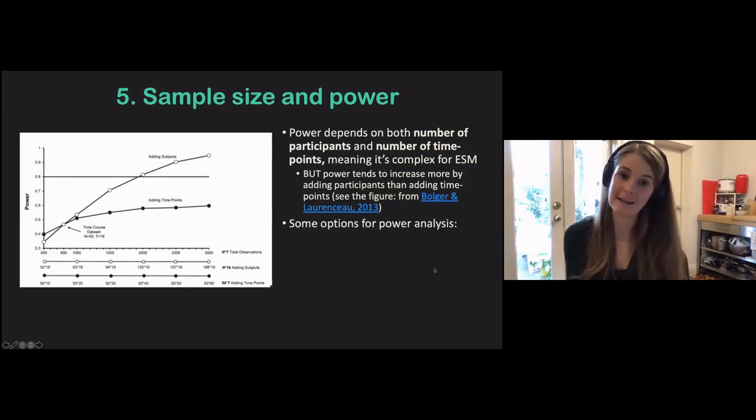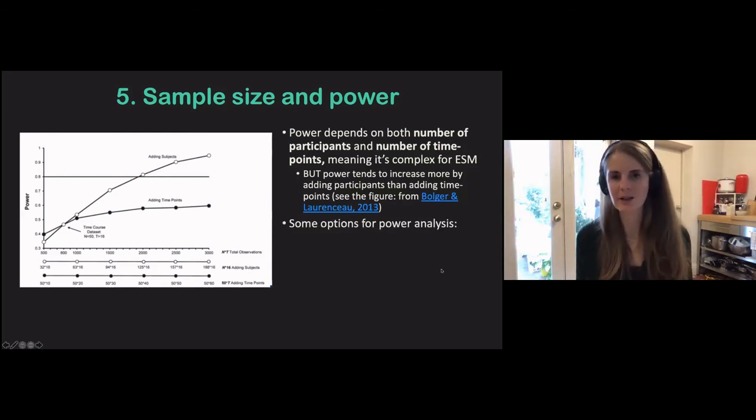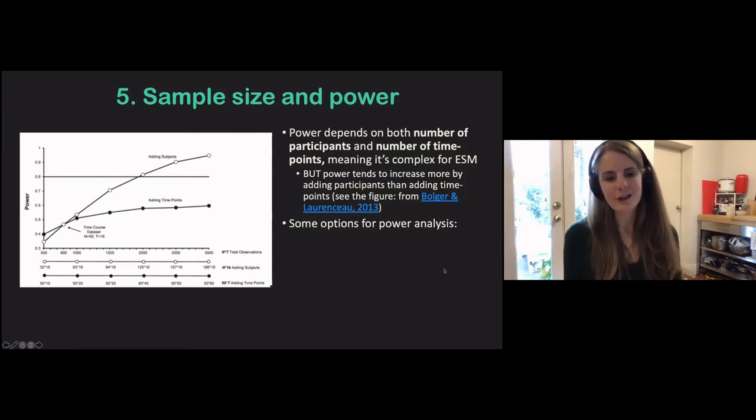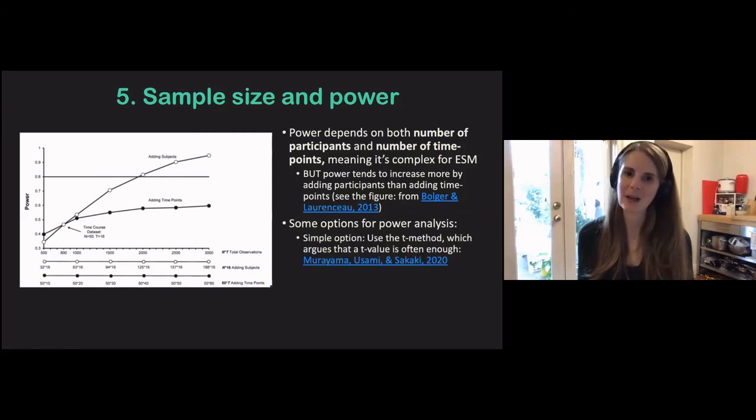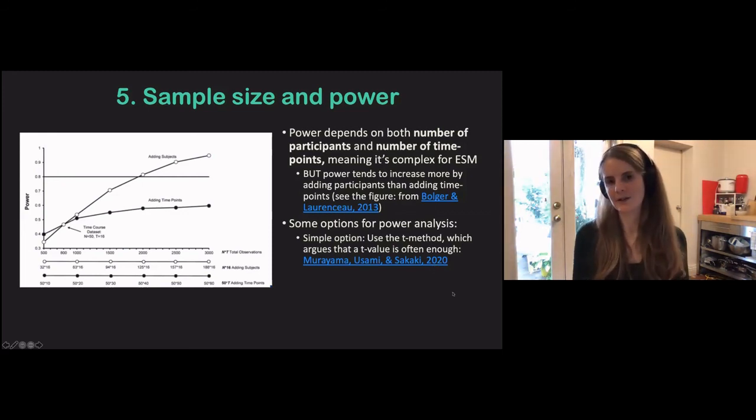So how do you calculate it? Well, there are 3 options I'm going to offer you, but often people have kind of avoided dealing with the power issue in ESM, so these are all relatively new things. The simplest option is to use the T method, and this is a link to that paper. It argues that having a T value is often enough to calculate power for an ESM design, and so you can then use something like G power to calculate your power.